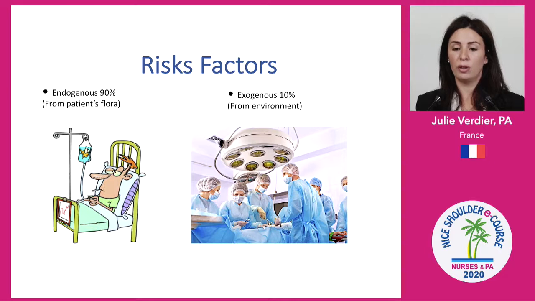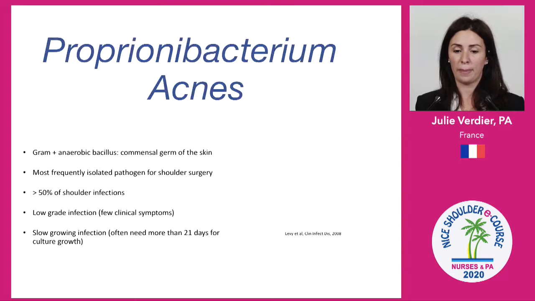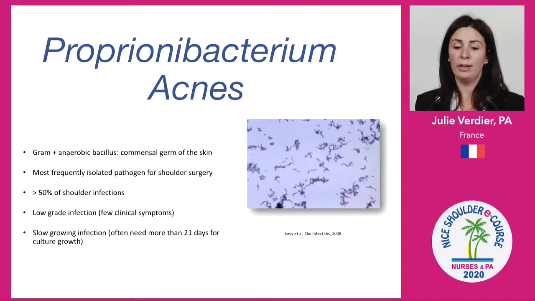90% of risk factors come from patient flora and 10% from the environment. The main germ identified in infection occurring after surgery is the Propionibacterium acnes. This is a gram-positive anaerobic bacillus and commensal germ of the skin from patient's flora. It is responsible for more than 50% of shoulder infections. It is a slow-growing germ responsible for low-grade infection. The laboratory often needs more than 21 days for culture growth.